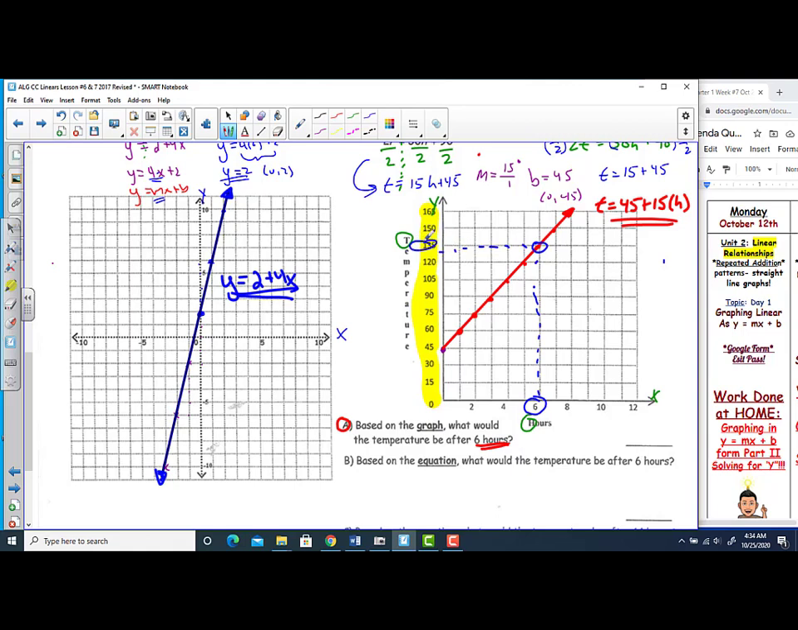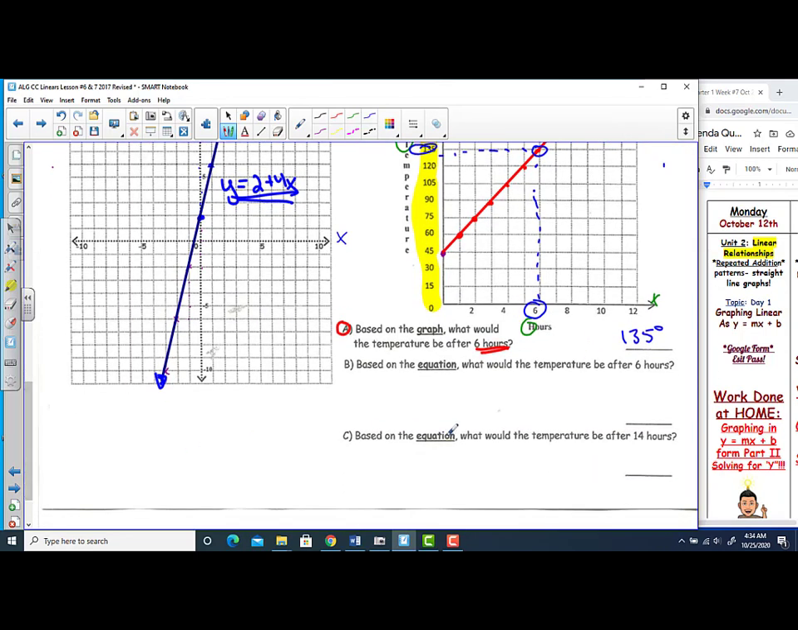And then we'd follow it over, and we'd see that according to our graph, the desert temperature should be 135 after 6 hours, after the sun has come up and baked that land for quite some time.